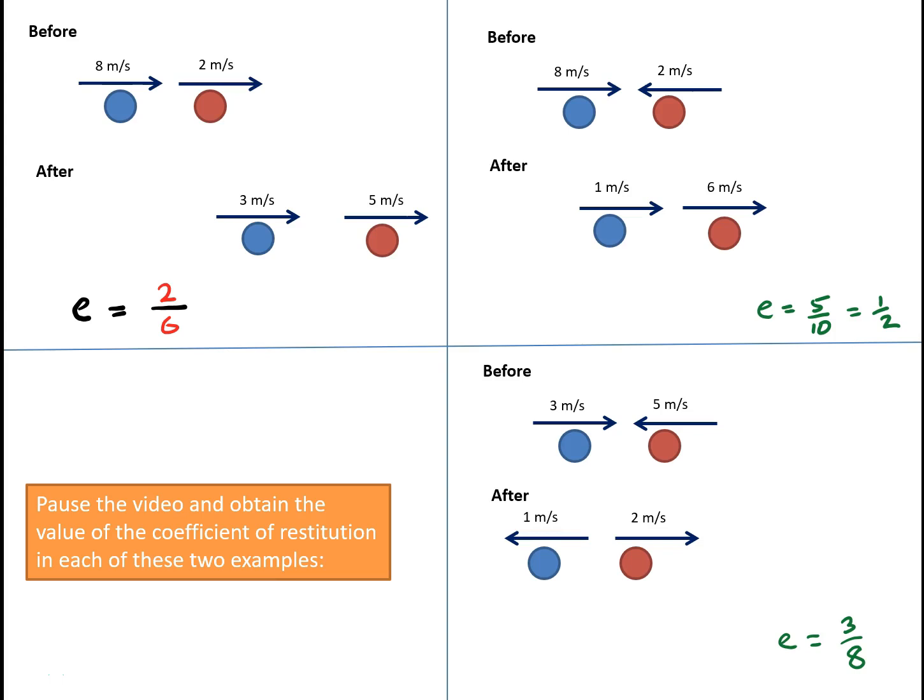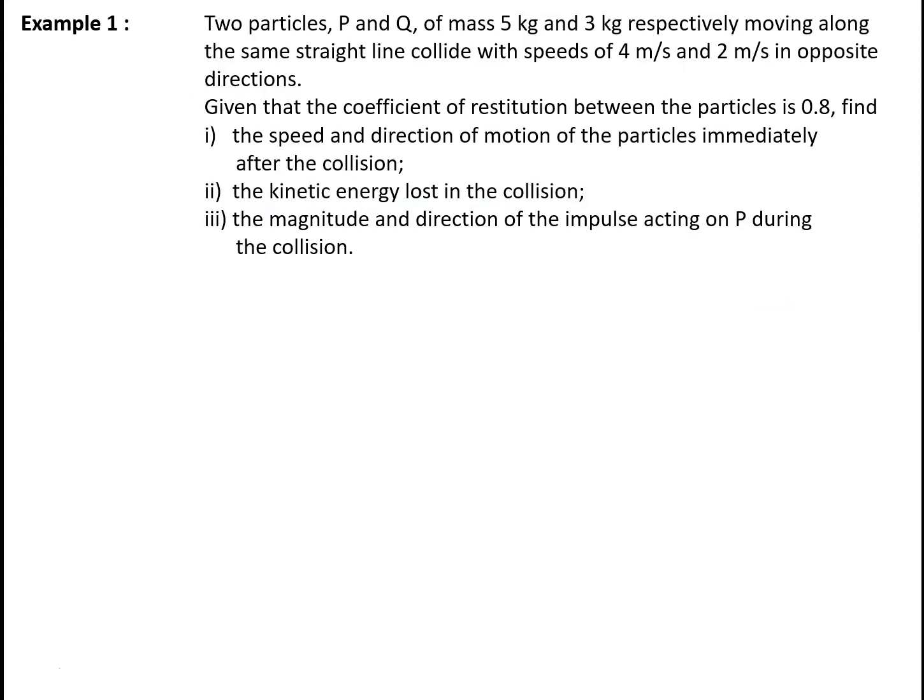So let's now apply the coefficient of restitution together with the conservation of momentum to some real collision examples. For our first example, we have two particles P and Q of masses 5 kilograms and 3 kilograms respectively, moving along the same straight line, and they collide with speeds of 4 meters per second and 2 meters per second in opposite directions. We're told that the coefficient of restitution between the particles is 0.8. We have to find the speed and the direction of the motion of the particles immediately after the collision.